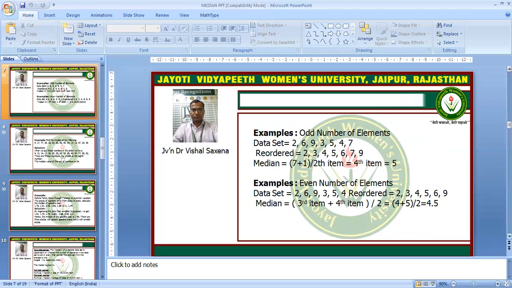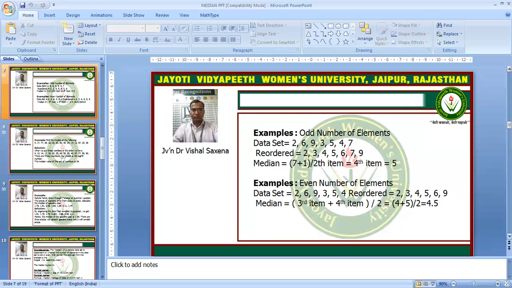It is clear that this is a series in individual form, because the frequencies of the data are not given. First we have to count the data. How many data do we have? We have 7 data, which is an odd value. So we have to apply the formula for the odd value. The median is given by the (n plus 1) upon 2th item.